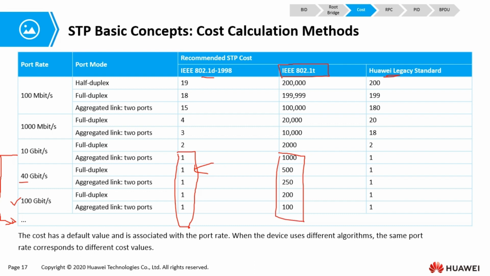When you forward data, from 100 to 10, even for future enhancements, the cost has a default value and is associated with the port rate. When the device uses a different algorithm, the same port rate corresponds to a different cost value. So this is the advantage: if you use IEEE 802.1t, you can see the differences in port rate when using different bandwidths.